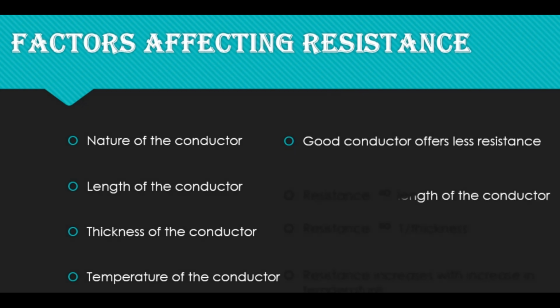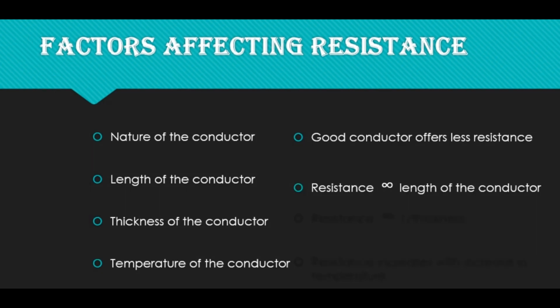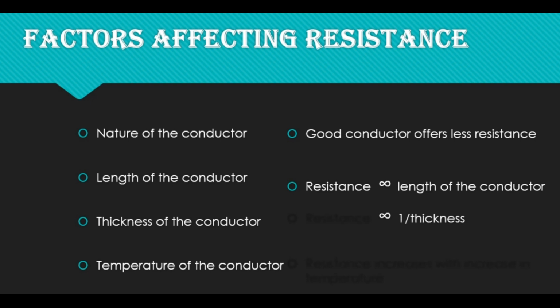Now, in a long conductor, the number of collisions will be more as compared to a shorter one. Therefore, a long conductor offers more resistance than a short conductor. In a thick conductor, the cross-sectional area is more. Hence, electrons get a larger area of cross-section to flow from one point to another. Hence, a thick conductor offers less resistance and a thin conductor offers more resistance.